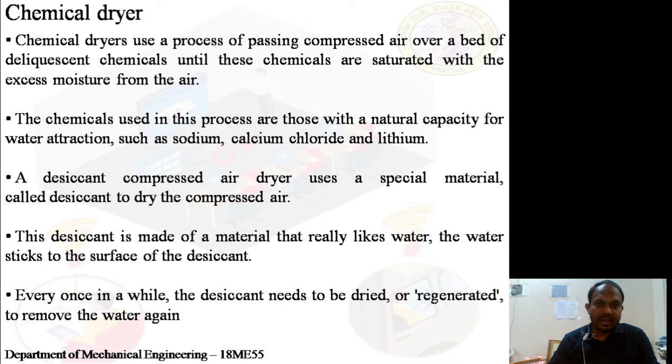The desiccant compressed air dryer uses a special material called desiccant to dry the compressed air. So these are all called desiccants. These desiccants are nothing but layers which have been made from these chemicals. This desiccant is made of material that really likes water, and the water sticks to the surface of the desiccants. Every once in a while, this desiccant needs to be dried or regenerated to remove the water again. That is one advantage of it.